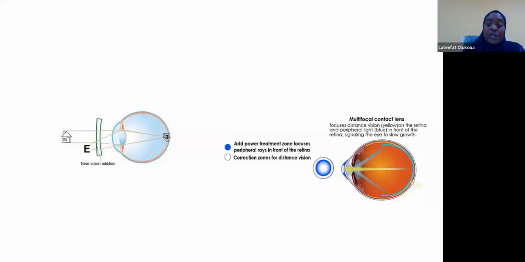The same principle applies for a multifocal contact lens, in which a central portion provides a clear image on the retina, on the fovea, for distant vision, and then a peripheral add is added onto the contact lens, and this causes an image to be formed in front of the retina, thereby effectively stopping the stimulus for continued globe elongation in this group of patients.